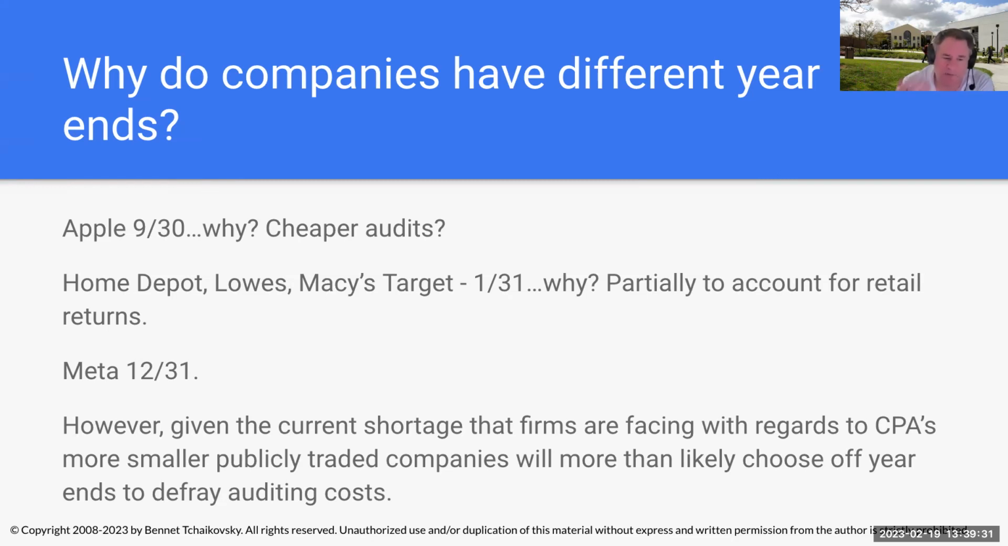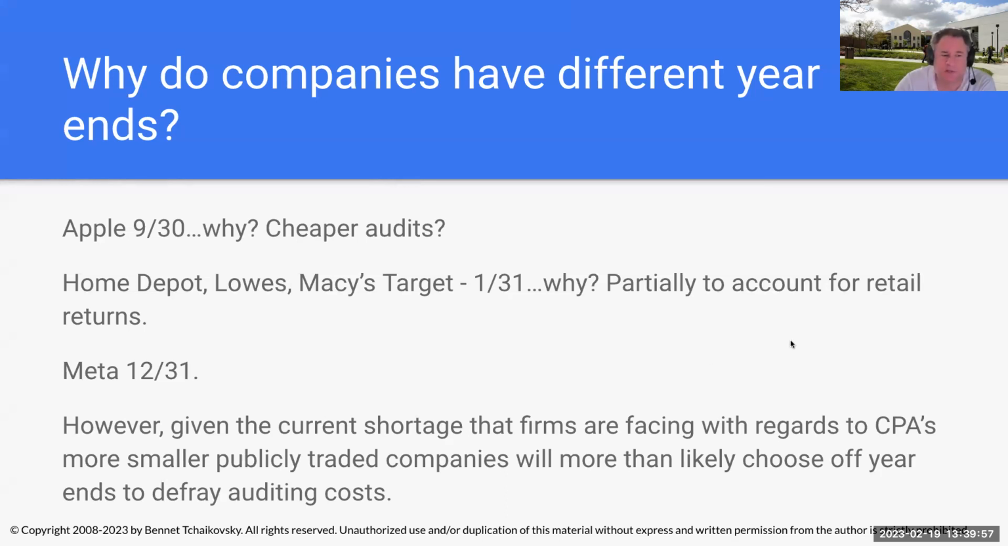Meta Platforms is as of December 31st, at least last time I checked. So different companies have different year ends, and there's just a variety of reasons. What you would typically see for not-for-profit companies, which are not publicly traded but are publicly funded and supported, is June 30th year ends. That's what I usually see with most not-for-profits.